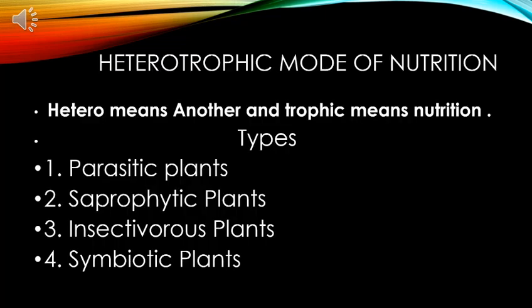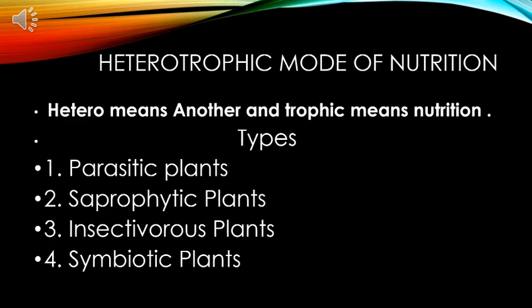Now let's come to heterotrophic mode of nutrition. Heterotrophic mode of nutrition is more interesting than autotrophic. In this mode, we'll learn that the plants which do not make their food, how do they survive? Here the word hetero means another and trophic means nutrition, meaning capturing the food and the nutrition from other plants and animals. Plants can even eat animals. It sounds a bit weird, but it's very interesting.